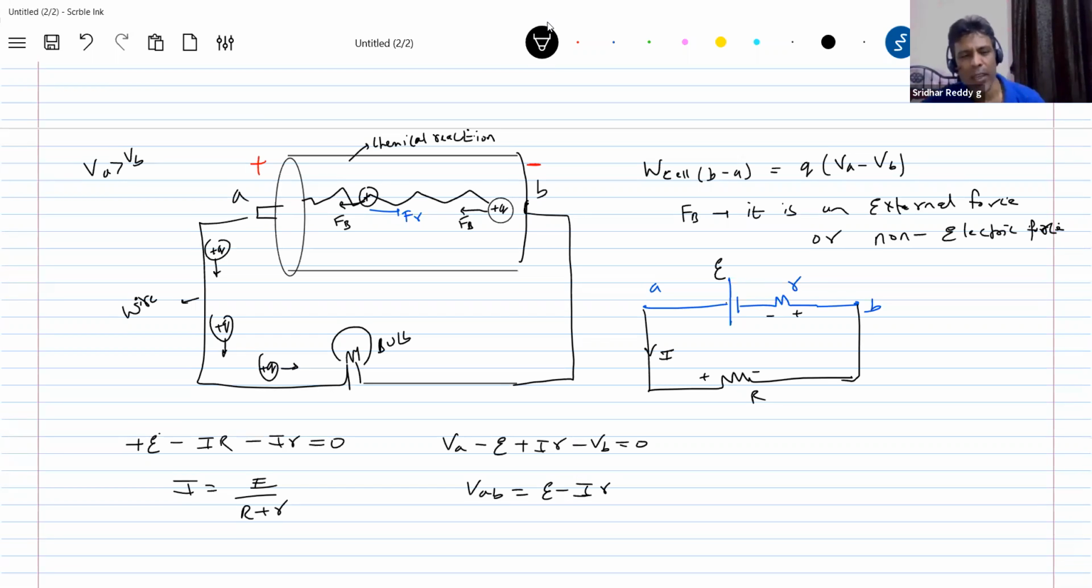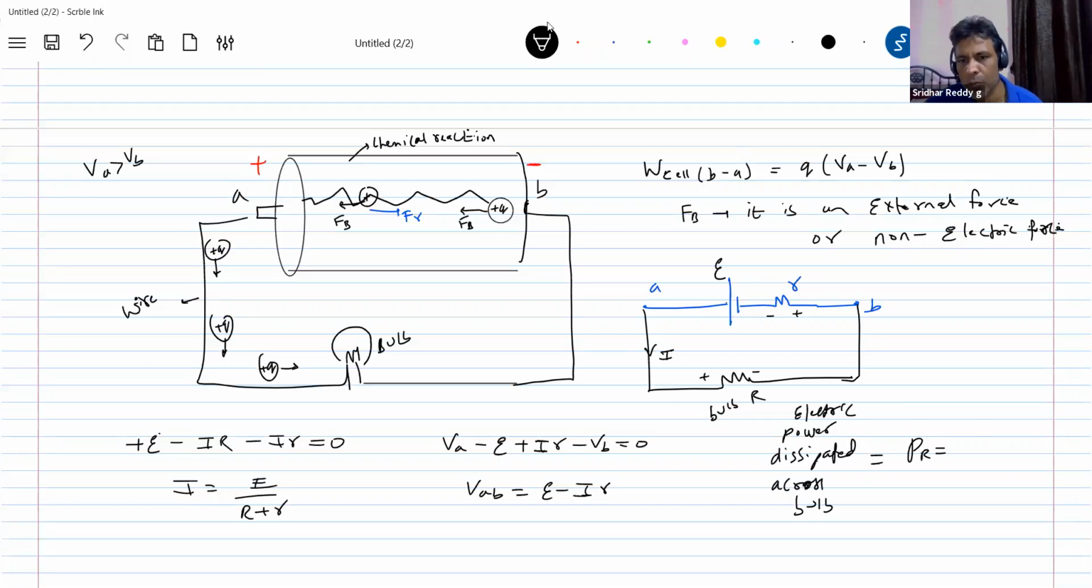Okay, look at this now. Which voltage will be available for you? Only VAB is available for the bulb. If the cell is ideal, then small r will be 0. This is a practical one. So tell me, what is the power dissipated across the bulb? Let's go for electric power dissipated across the bulb. Tell me what equation you write.